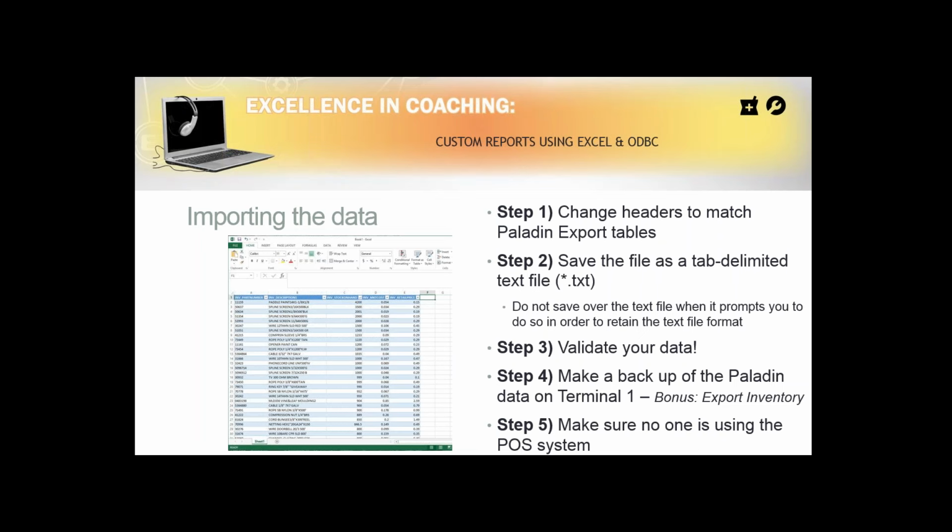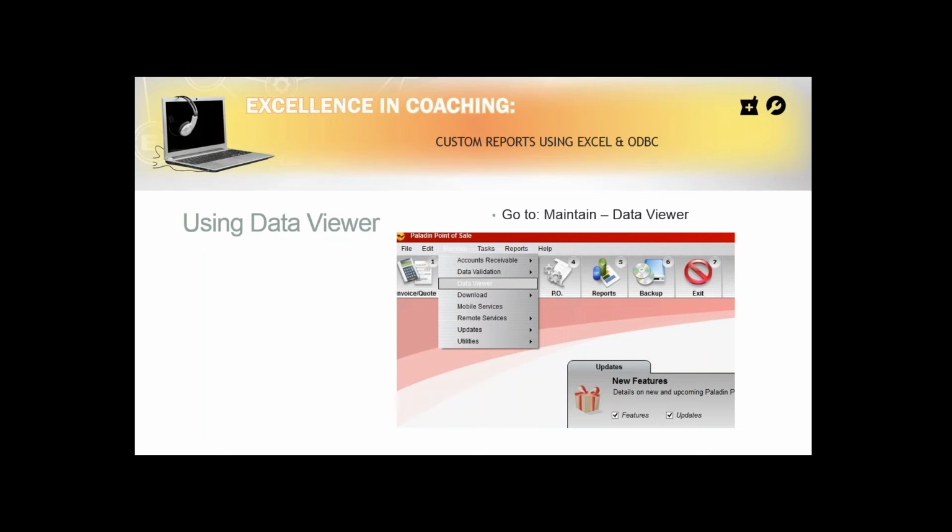So if you have 40,000 items in your inventory, using that export inventory and just saving it as a flat file is going to give you that extra level of added protection if your backup somehow fails. You can always import your inventory back from that export inventory file. So another little tip there. All right, then we're going to go into Data Viewer.